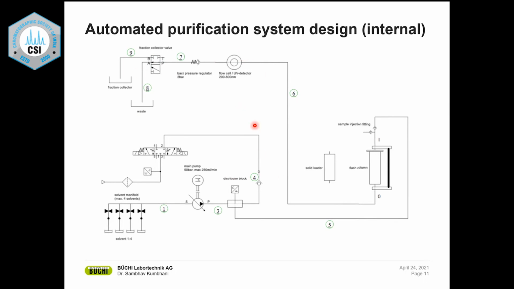Depending on what detector you use, things might change here accordingly. If you have an ELSD detector with it, then you'll have a bifurcation, a T valve here. Some goes to ELSD, some goes to UV, and then both come over here. So based on what detection systems you use, some slight design changes might happen. But overall, this is the design of any preparative HPLC, or even, to some extent, an analytical HPLC system.